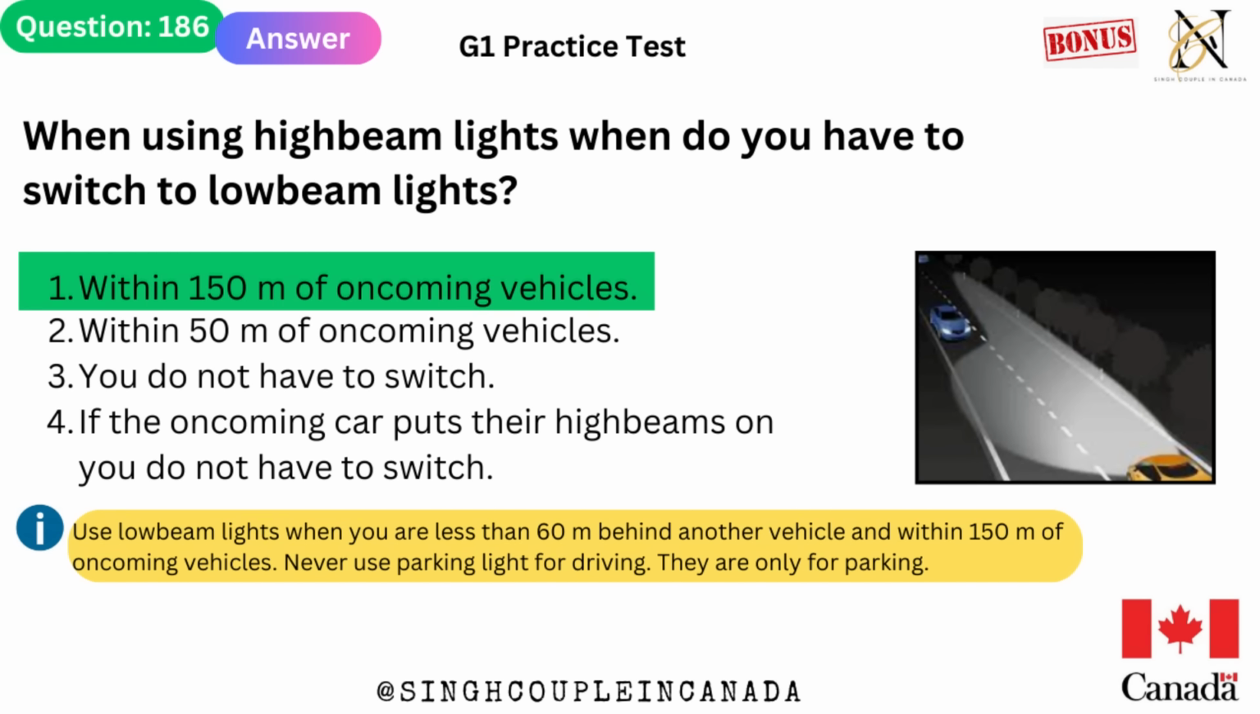The answer is 1. Within 150 meters of oncoming vehicles. Use low beam lights when you are less than 60 meters behind another vehicle and within 150 meters of oncoming vehicles. Never use parking light for driving. They are only for parking.